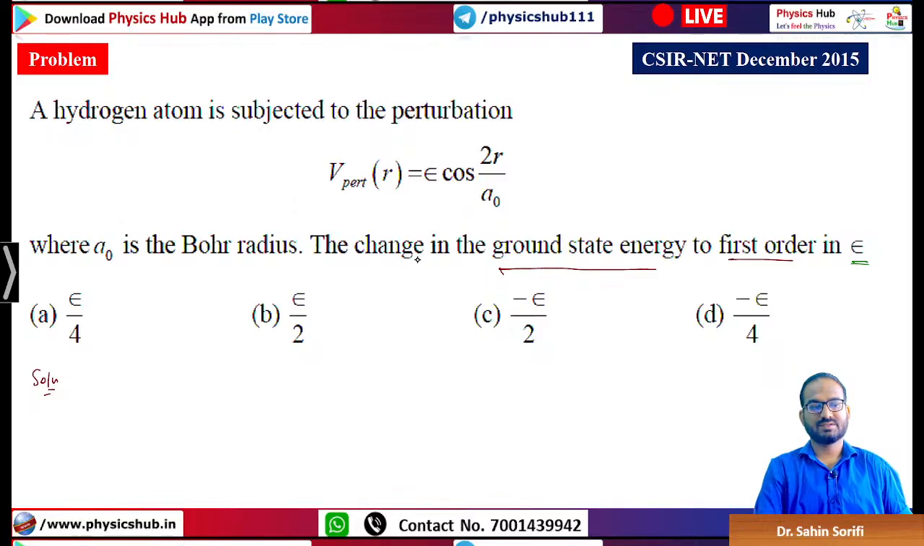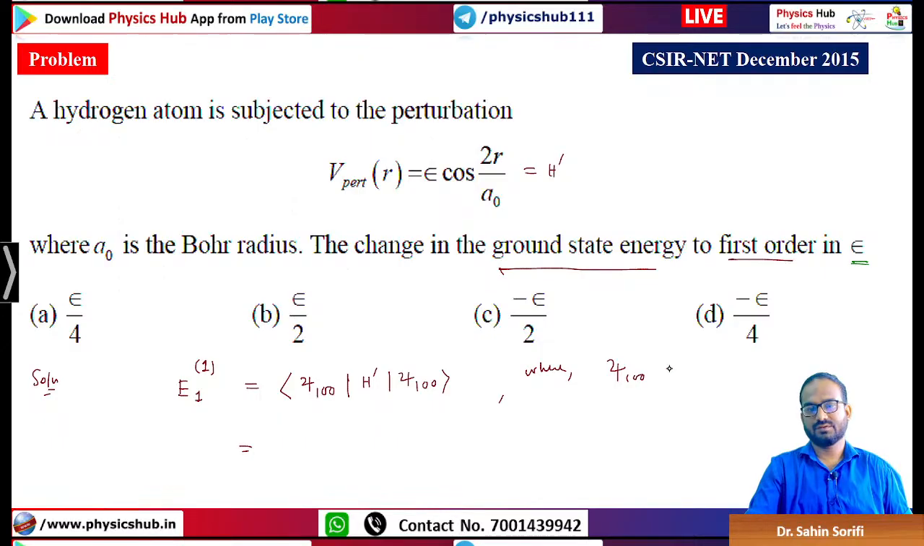So what is the ground state energy? E1, first order correction. What is the ground state wave function? Psi 1 0 0 for the hydrogen atom, you have already talked about it. Then V perturbed is this, so this is your H prime. Now H prime and psi 1 0 0. So you know what is psi 1 0 0?